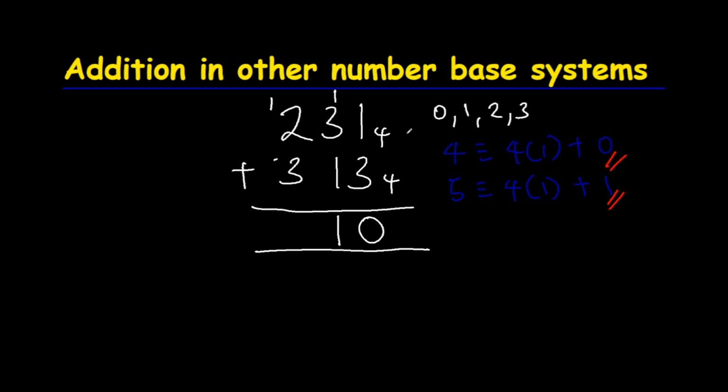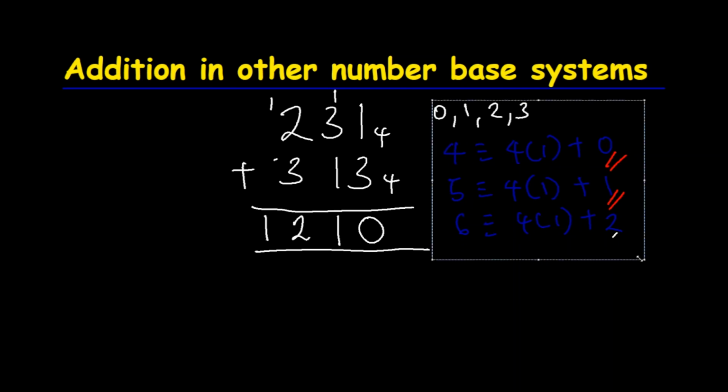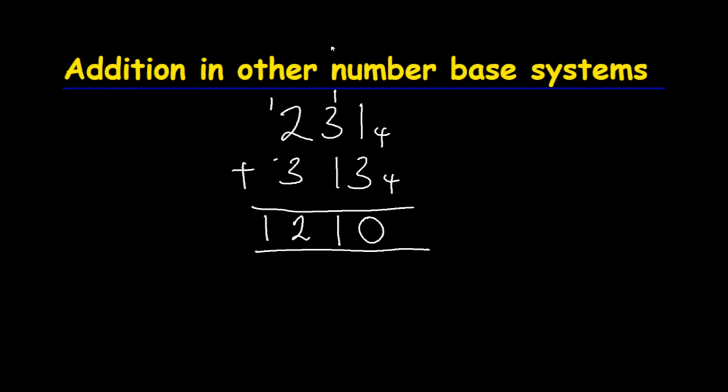And we cannot write 6, right? So we have to express the number 6 in terms of base 4. So this number 6 is equivalent to 4 times 1 plus 2. So as we know, we write down the 2 and we carry over the 1 here. So we write down 2. Since there's no other number here, we write down the 1. So our answer is equal to 1210 in base 4. So this is our answer. This is our sum.